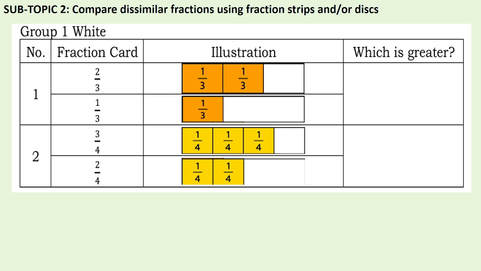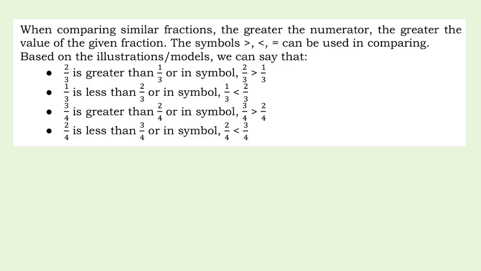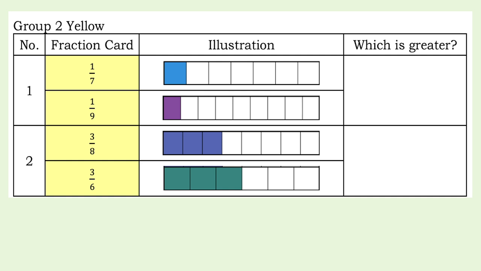Subtopic 2. Compare dissimilar fractions using fraction strips on our desk. Group 1. Which is greater? Number 1, 2/3. Number 2, 3/4. Group 2. Which is greater? Number 1, 1/7. Number 2, 3/6.